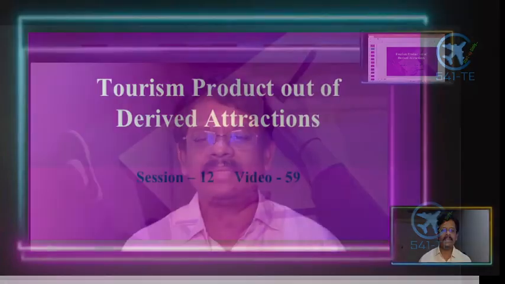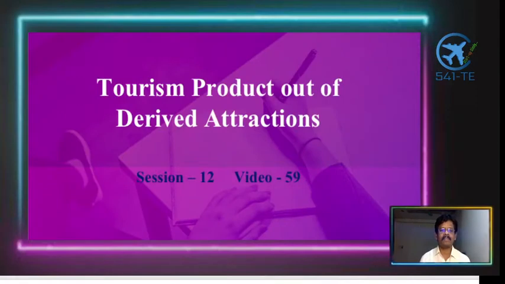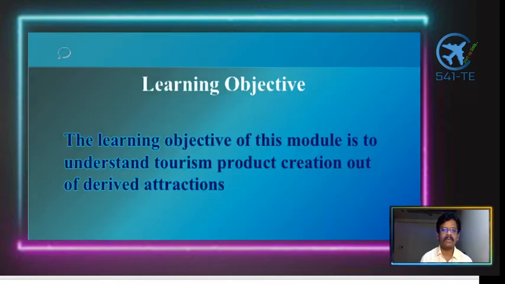In this module, we will understand the product design out of derived attractions of tourism and tourist destinations. So with this idea, the title for this module is tourism products out of derived attractions. How are we going to develop the product for the tourist based on the derived attractions? So the learning objective of this module is to understand the tourism product creation out of derived attractions.